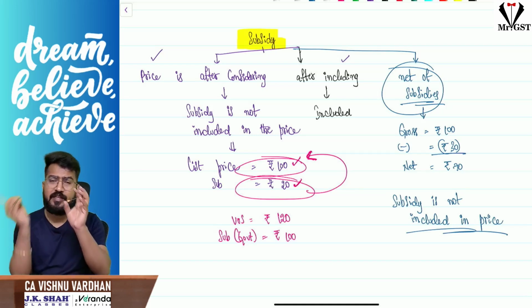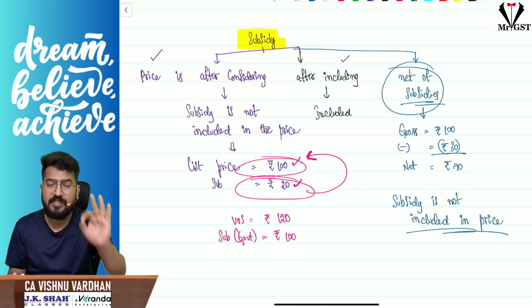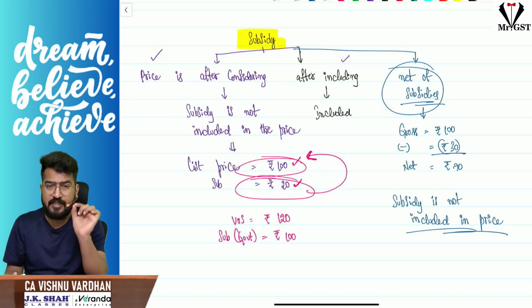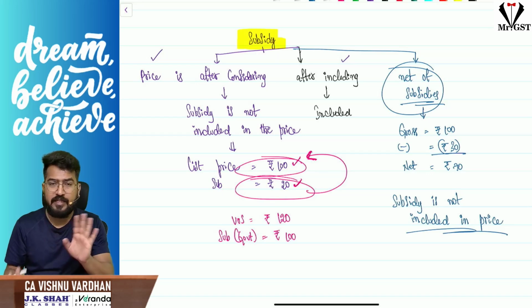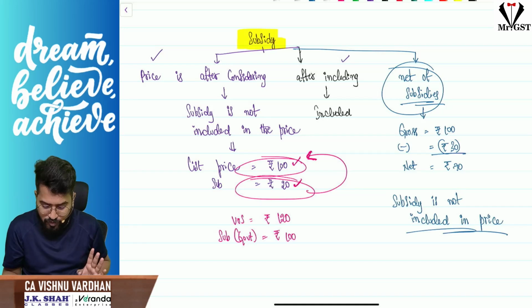It doesn't mean that the 10,500 includes the subsidy. No, it is not like that. Only if they say subsidy is included in the price should you take it as included. Price after considering subsidy means I know that I will get the subsidy. It doesn't mean that the subsidy amount is included in the price. Please don't misunderstand that. This is one mistake you might be making.